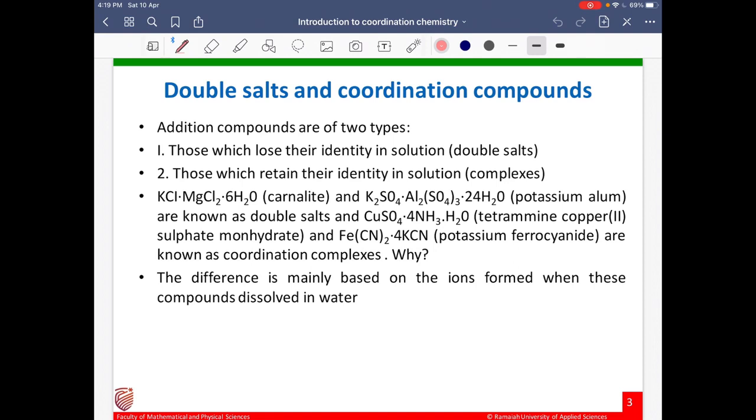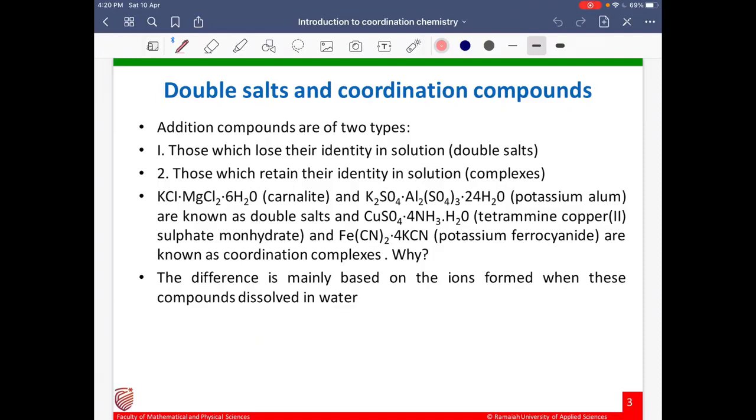Addition compounds are formed when stoichiometric amounts of two or more stable compounds join together. Addition compounds are of two types. One, those which lose their identity in solution, we call them double salts. Two, those which retain their identity in solution, and we will call them complexes.